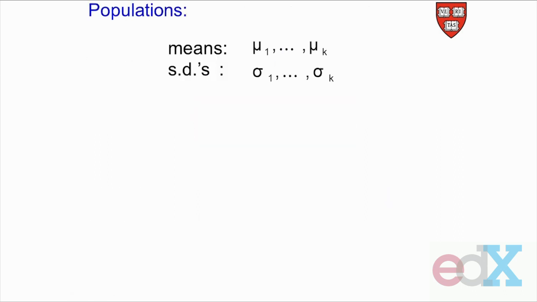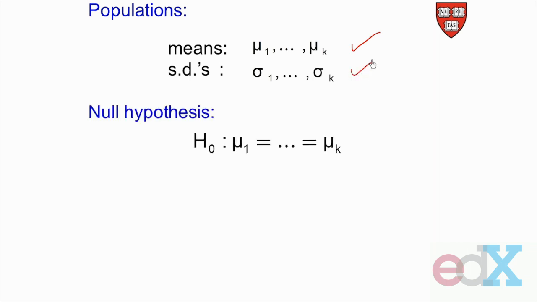So there are the populations with means mu1 through mu k, standard deviations sigma 1 through sigma k. And the null hypothesis is that all these means are equal to each other. That's the null hypothesis.